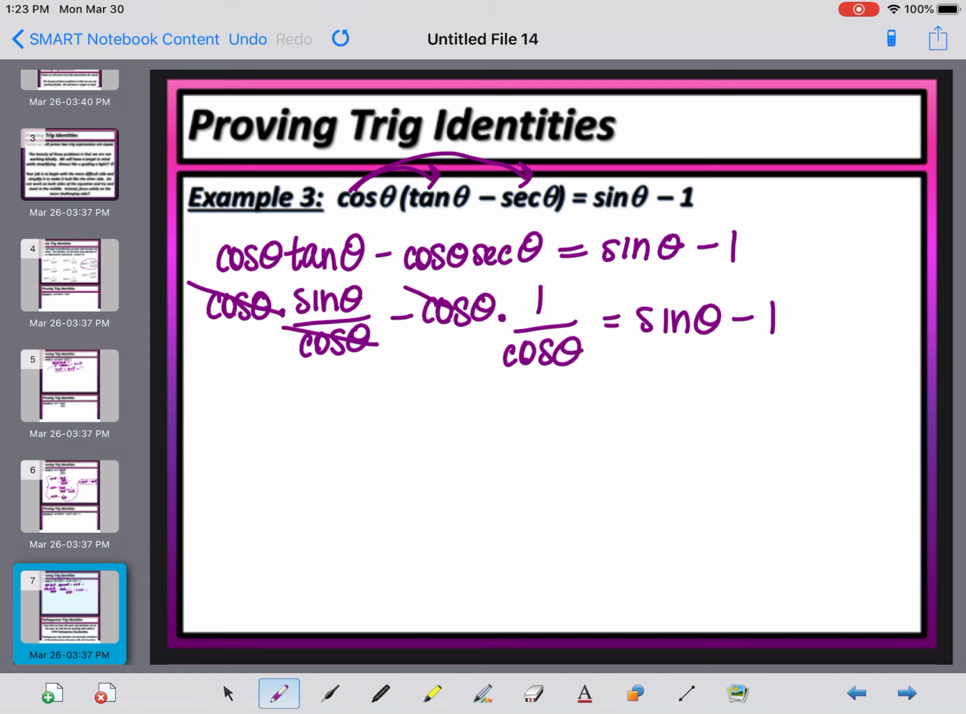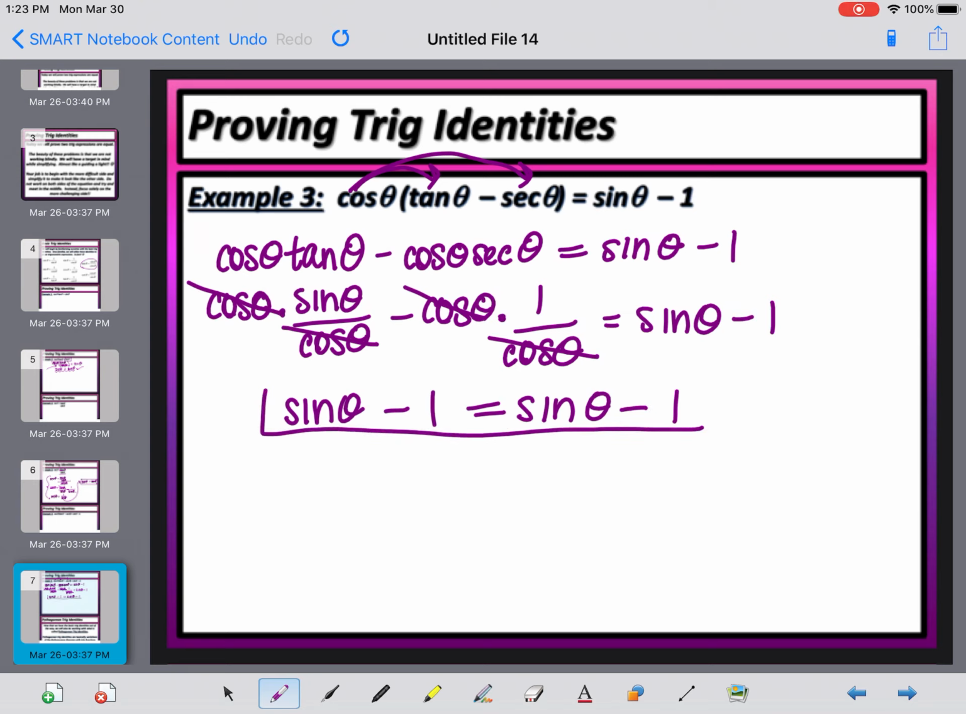I can do a lot of cross-canceling here. Cosines cancel, and those cosines cancel. So I'm left with sine of theta minus 1, which, whoops, it's supposed to be a minus, which is what I was trying to prove on the right side. Okay, therefore I have just proved this identity as well.